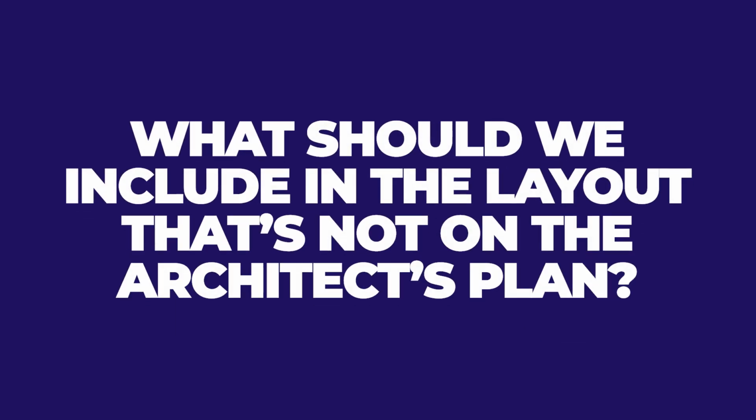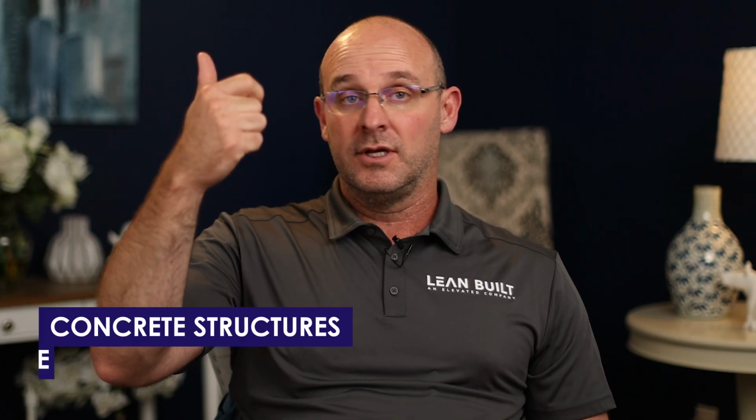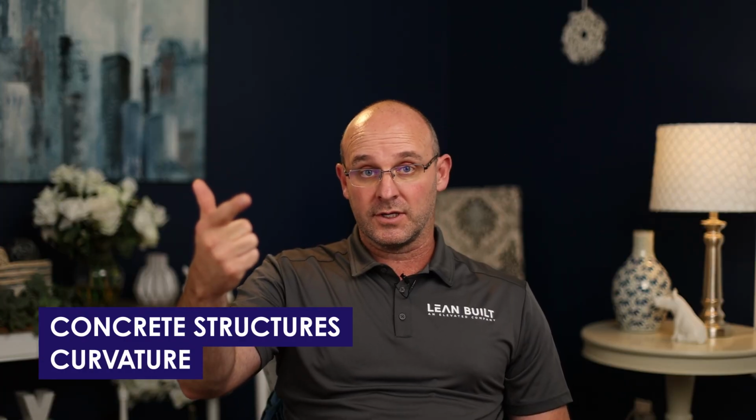These are questions that people are asking. What should we include in the layout that's not on the architect's plan? These are some of the typical things that you should consider. You should consider laying out with extra care and detail the radii, or any radiused areas, in a way that carpenters can take a jig or a template and lay out concrete structures, the curvature for curbs and gutter, for sidewalk, or even for some of the plant features, or even some of the decorative features in your landscape work.